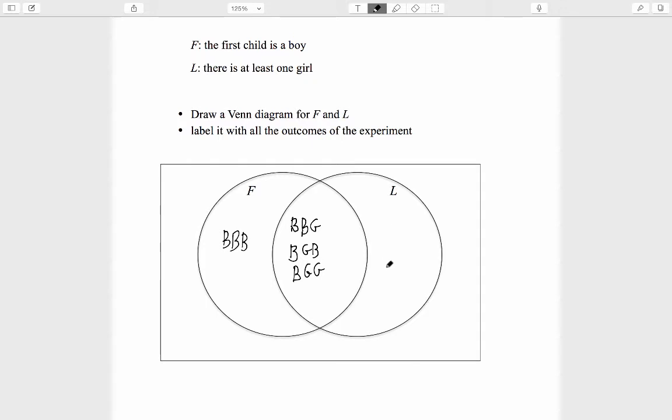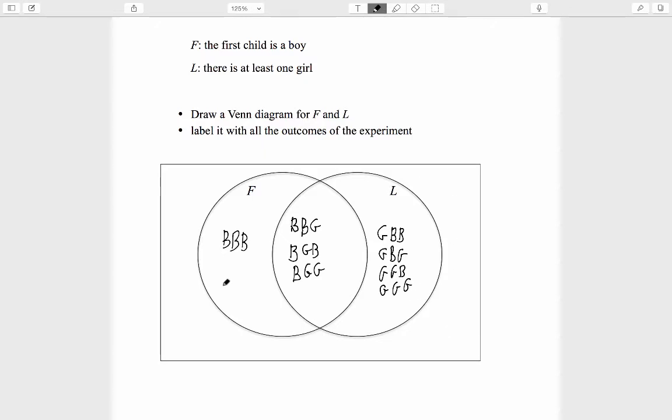In the L-only region, we have all the words with at least one G, but not starting with B. So they do start with G, and they have at least one G, so everything that happens after that initial G could be anything. GBB, GBG, GGB, GGG. And there we have it. That's it. There are no more outcomes to write anywhere. There are only 8 outcomes in this experiment. So they're all accounted for, meaning that there is nothing left to write in this outside region.